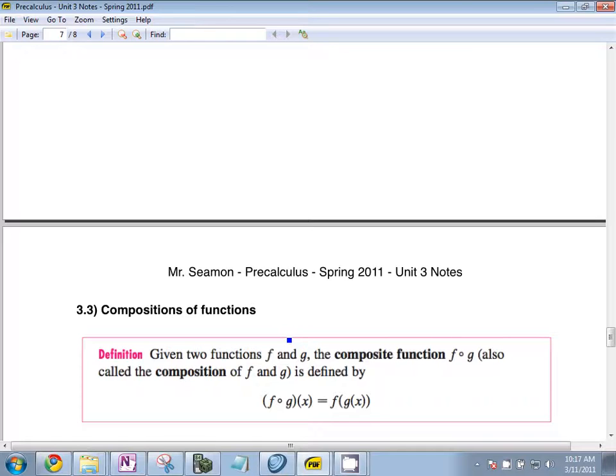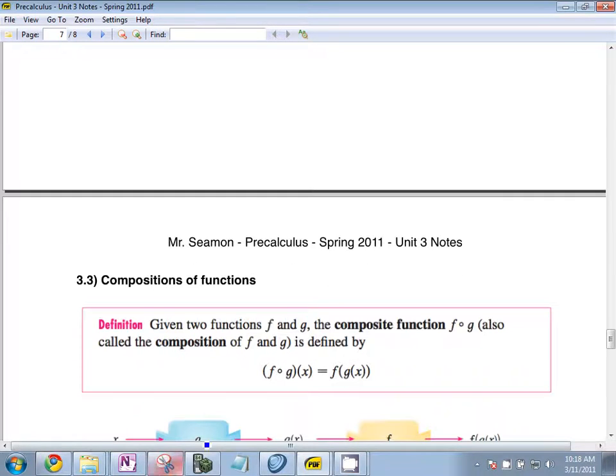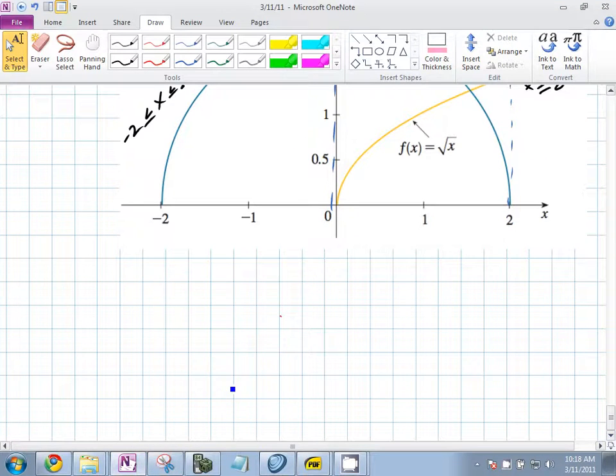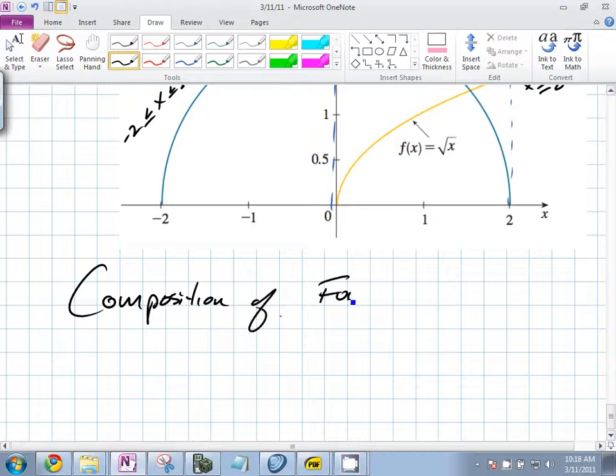So given two functions, f and g, do you see this open dot right here? Does the open dot mean multiplication? No! The open dot means composition. The composition of f and g is defined by this. I'm going to write this down for you. Here's the notation you need to remember for composition of functions.